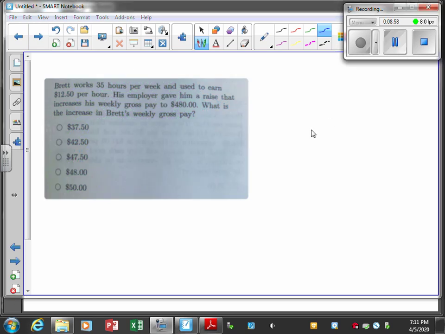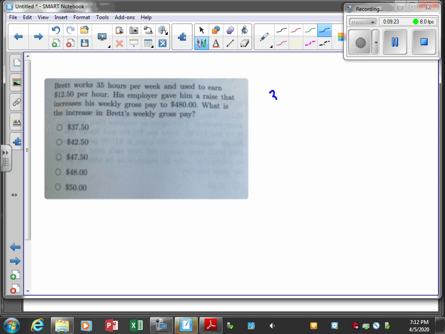All right. Brett works 35 hours per week and earned $12.50 an hour. His employer gave him a raise that increases his gross pay to $480. What was the increase in his pay? Well, first of all, we need to figure out what he made in the first place, and that's easy. Multiply the hours times the hourly pay. So do 35 times 12.50. This one's probably going to be an easy problem for you. And that's going to be $437.50. So that's what he made the first time.